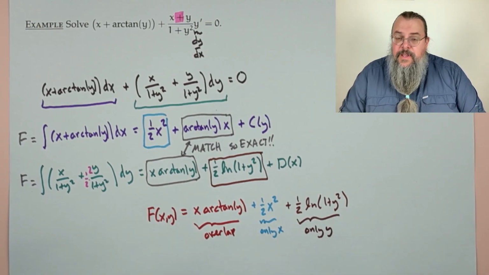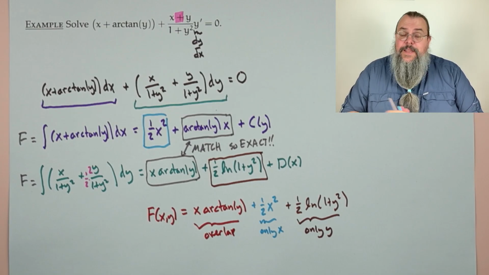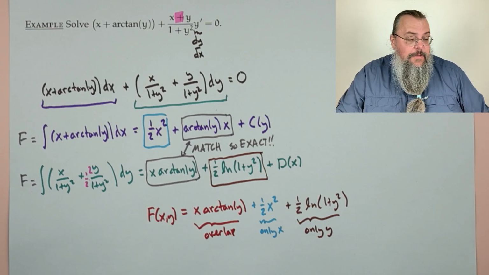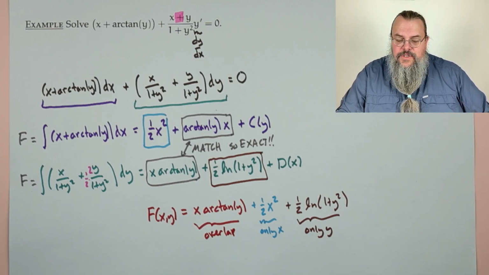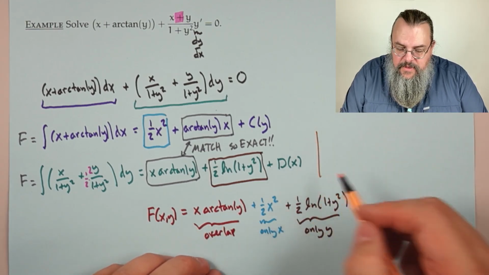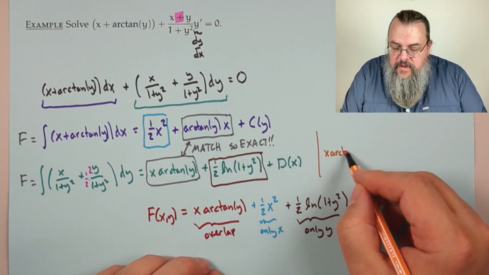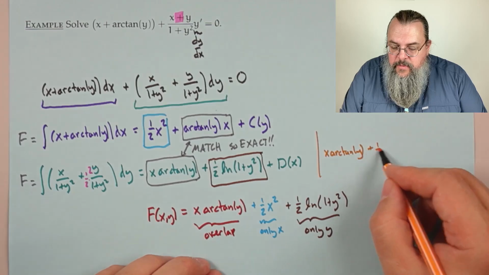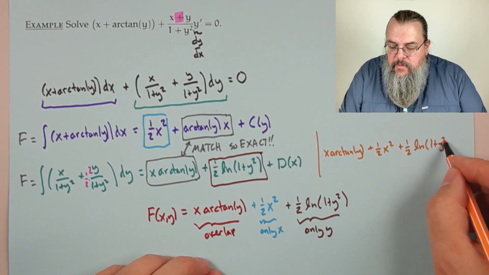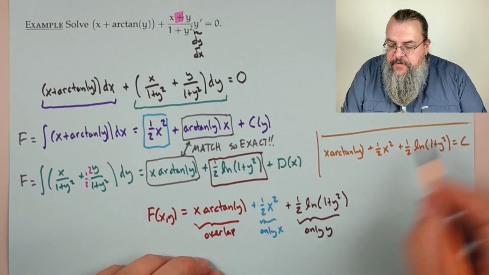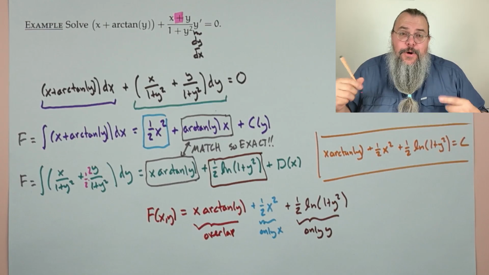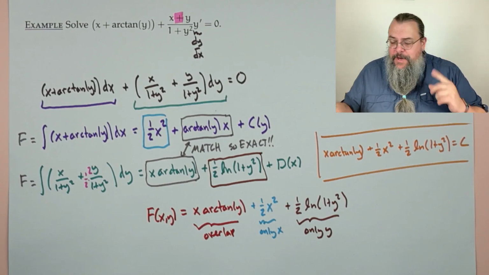And there we go. Now, what's the solution? Well, now that we've found our capital F, the last thing to do is to write down the answer. And the way we do that is we just say, okay, our solution is to set this whole function equal to a constant. So, all right, let's see. Do we have space? x arctan of y plus 1/2 x squared plus 1/2 natural log 1 plus y squared equals c. Good, we did have space. And we're done.